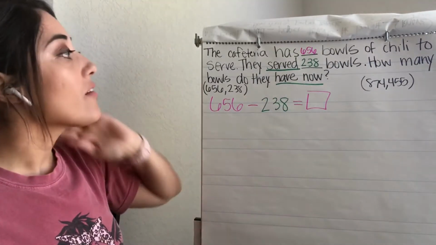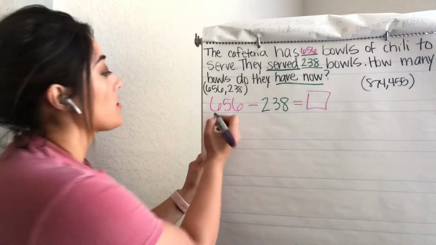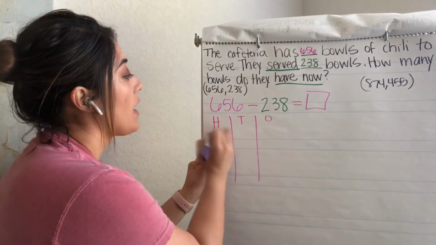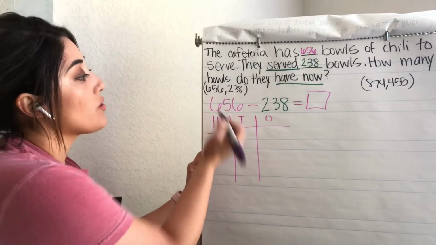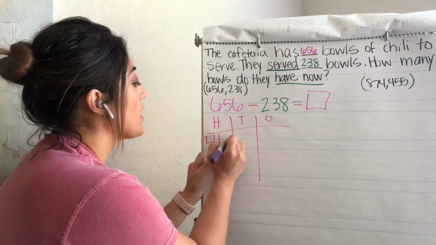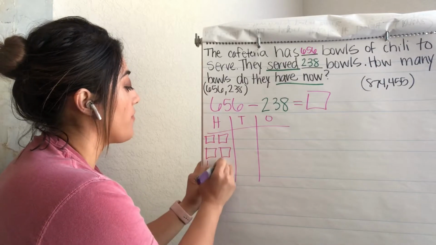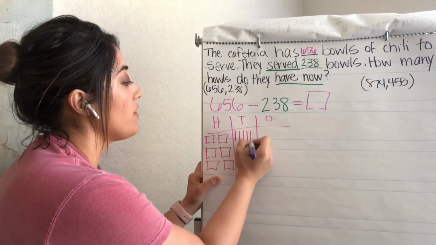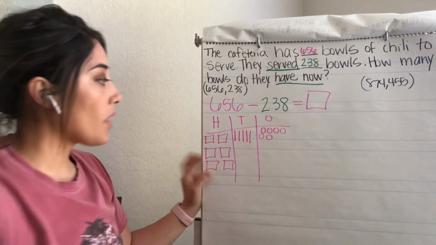All right, so let's look at our first strategy that you guys are probably very familiar with now. That is direct modeling, but for organization, we're going to use our hundreds, tens, and ones chart. So the first number I'm going to make is how many they started with, 656. I do my squares for hundreds, so 100, 200, 300, 400, 500, 600. My tens, 10, 20, 30, 40, 50, and my ones, 1, 2, 3, 4, 5, 6, okay?